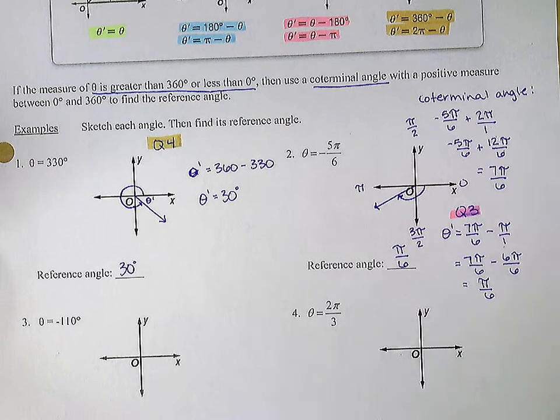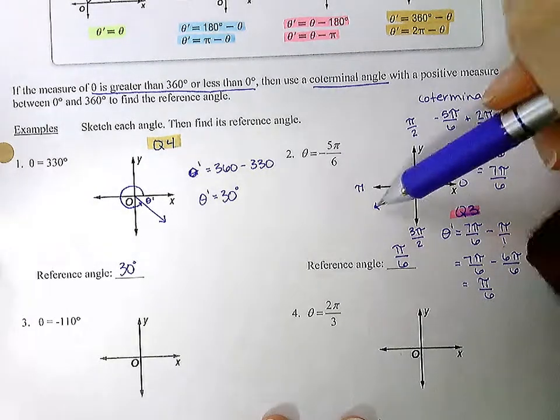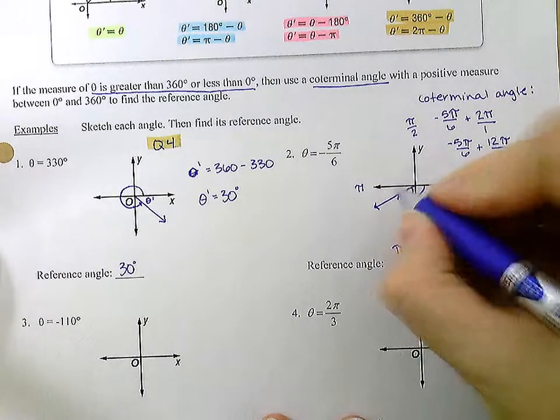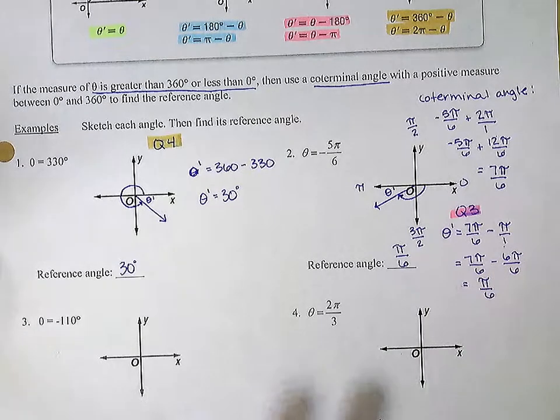Again, your reference angle is the angle created from the one you originally had and the x-axis. So theta prime would be this angle right here. Questions on number 2? Number 2 had an extra step. You first had to find the coterminal angle since it was negative. So you have this positive angle now. Then you could find the reference angle.